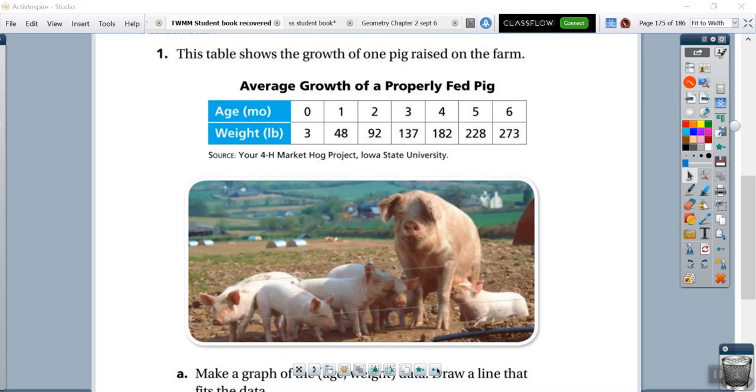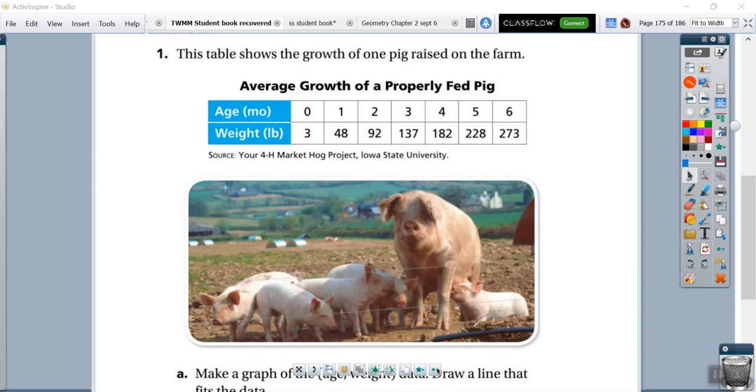Okay, so we see that as the pig gets older in months, the weight gets a lot bigger really quickly. Can you imagine growing almost 270 pounds in 6 months? Oh my goodness, that's huge.